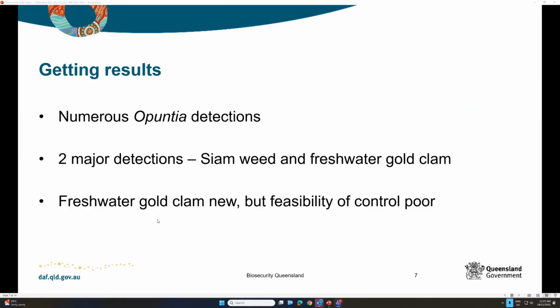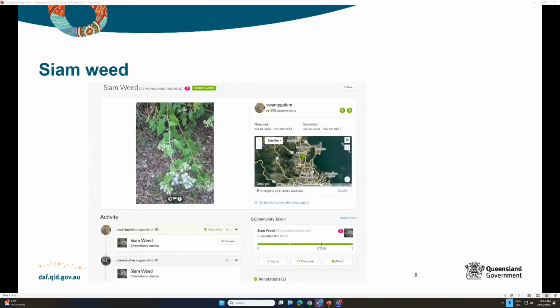Unfortunately, the freshwater gold clam, despite being a great detection, first one for Queensland, first one for Australia, subsequent delimitation by our operational staff has shown that the feasibility of actually doing something is really poor. The clam has already spread over a significant length of the Brisbane River. Obviously you can't go and poison the upper reaches of the Brisbane River and get rid of it, so you're really limited in what you can do. But the good news is, cyan weed, you can do something about that.